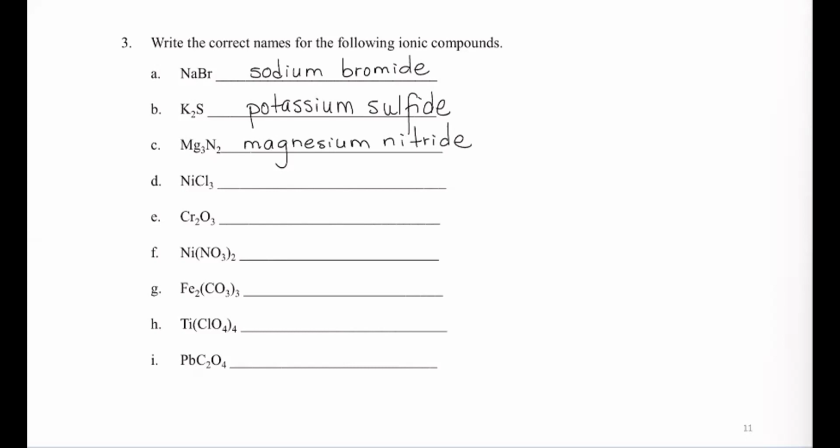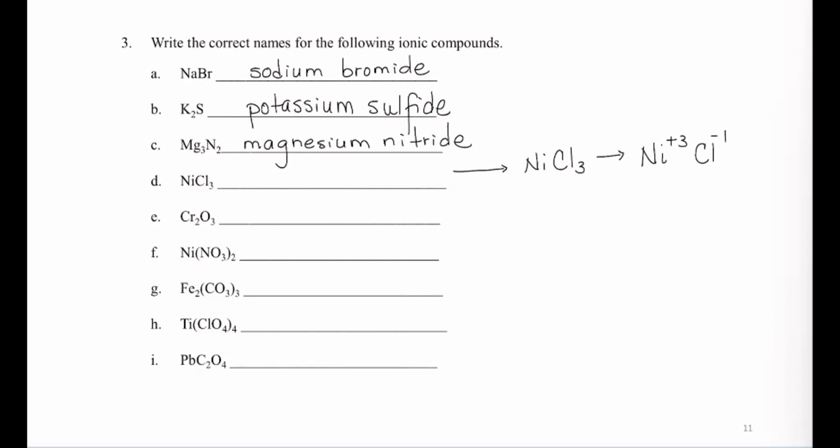Letter D, nickel lives in group B, specifically in group 8B. Because nickel lives in group B and is going to be one of those elements that have variable charge, for this element we need to say, okay, NiCl3. This chemical formula came from Ni plus 3 and Cl minus 1.